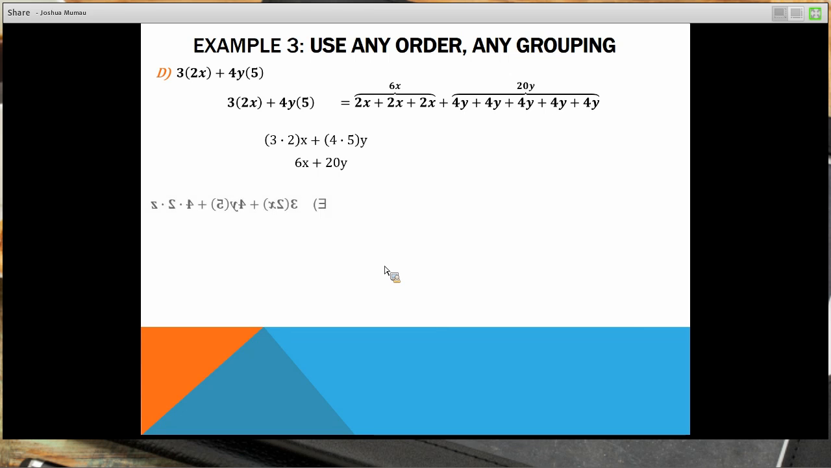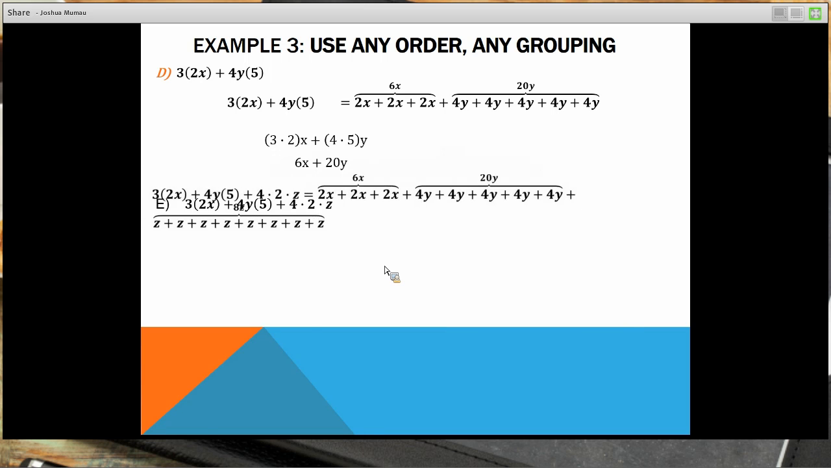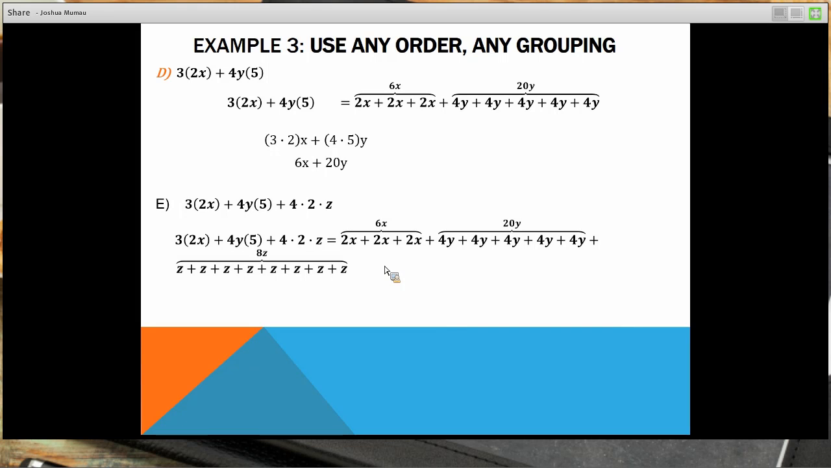For part E, we have 3 times 2x plus 4y times 5 plus 4 times 2 times z. Similar to the diagram above, let's take a look at how this would look. Well, the 2x multiplied by 3, it's like adding 2x to itself 3 times. Same with the 4y, adding it to itself 5 times. And then with the z, adding it to itself 8 times, because 4 times 2 is 8. So adding 8 z's all together. If we simplify this, our final answer is 6x plus 20y plus 8z.